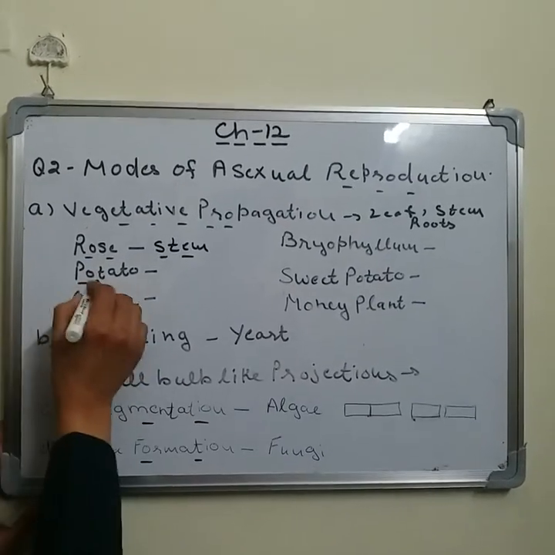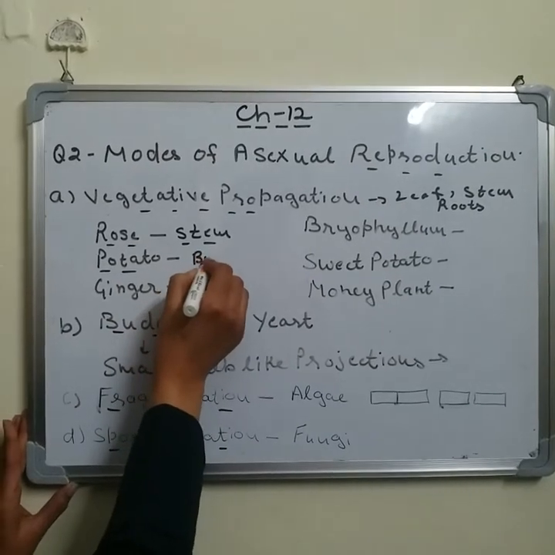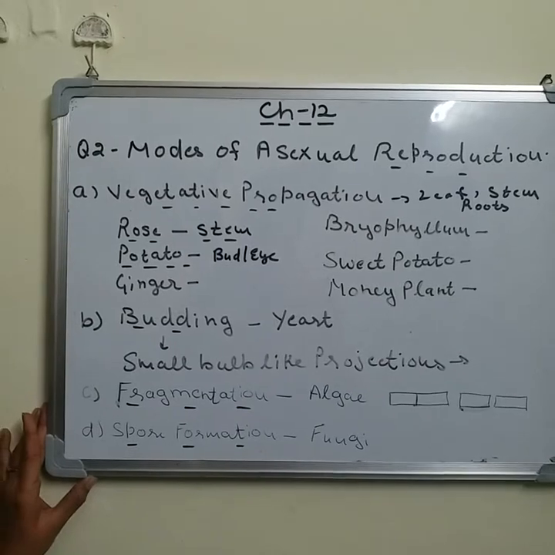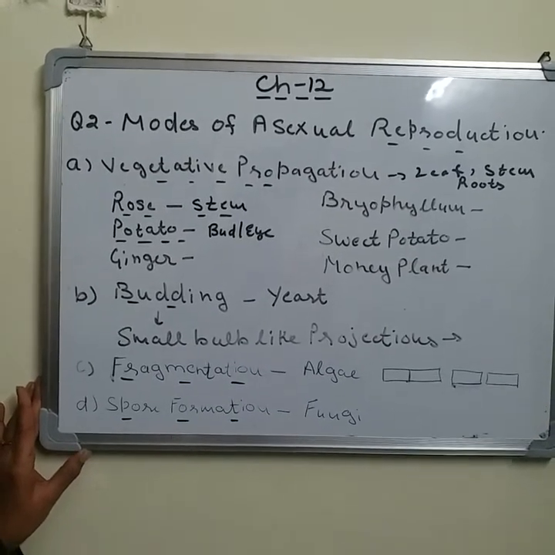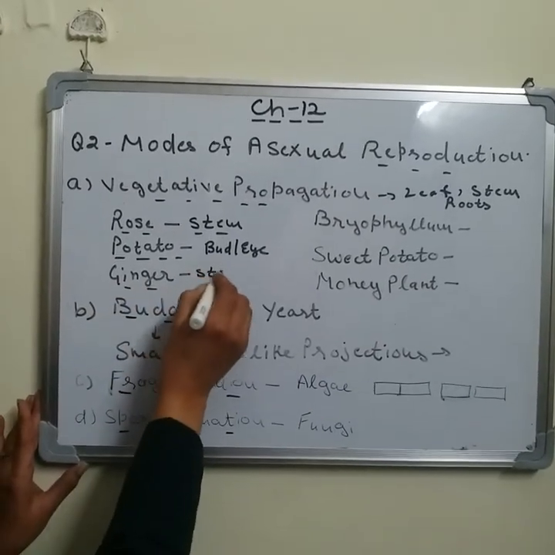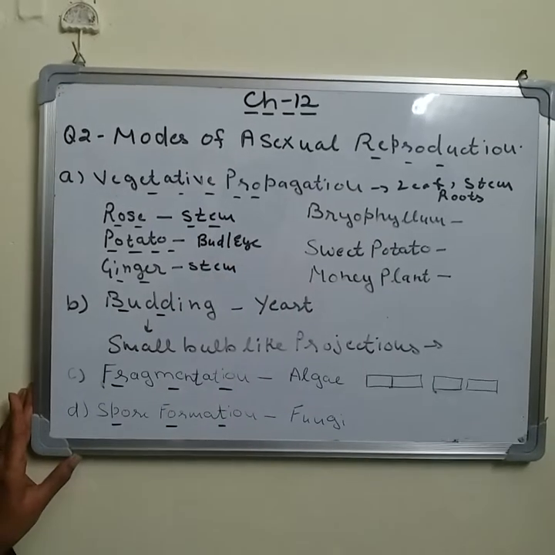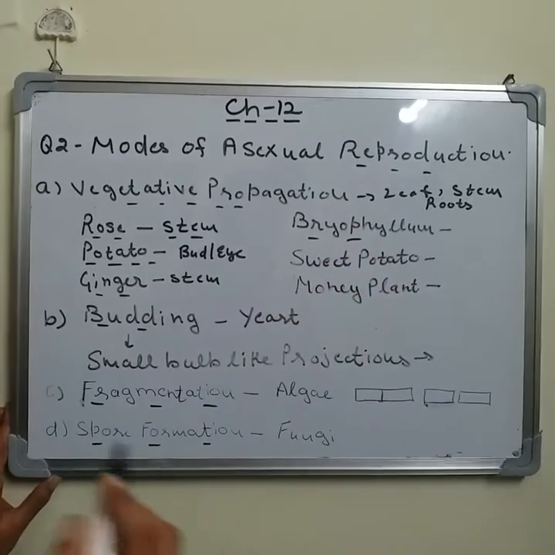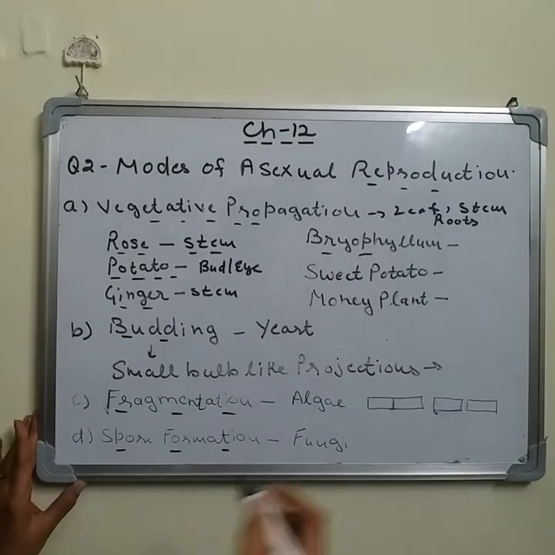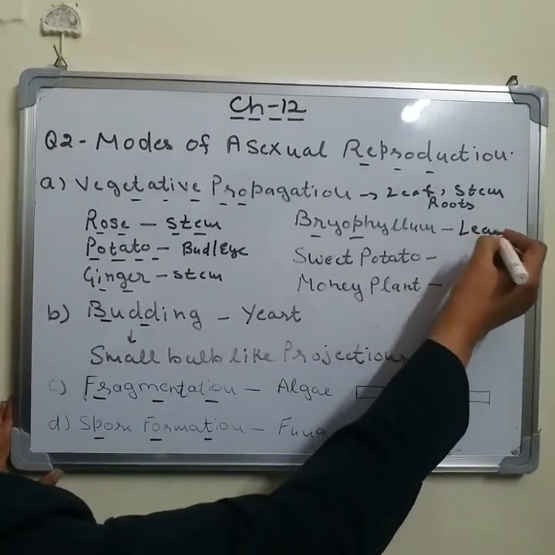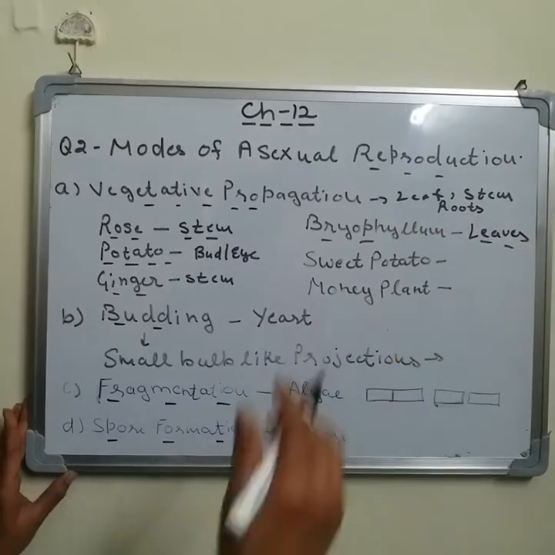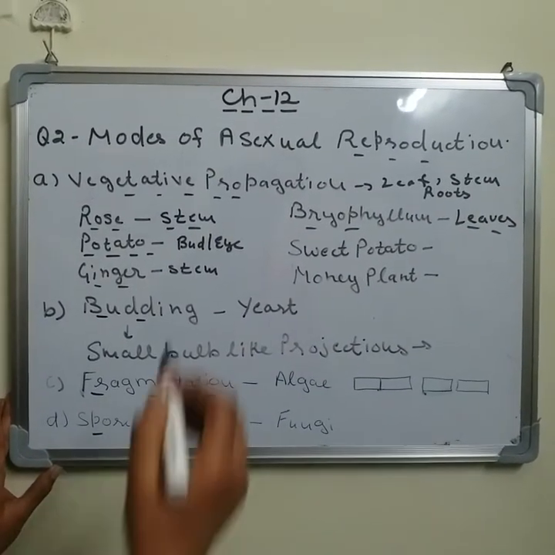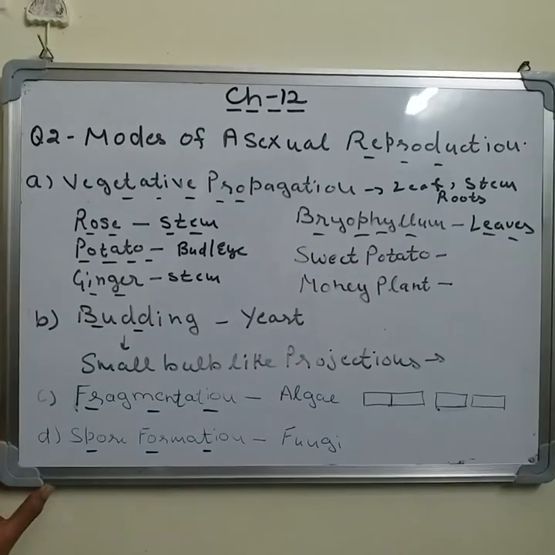In the same way, with the help of the bud or the eye, we can grow a new plant of potato. With the help of the stem, we can grow a new plant of ginger. In the same way, bryophyllum can give rise to a new plant with the help of the leaves. There are margins on the sides of the leaves. From these margins, a new plant can grow.